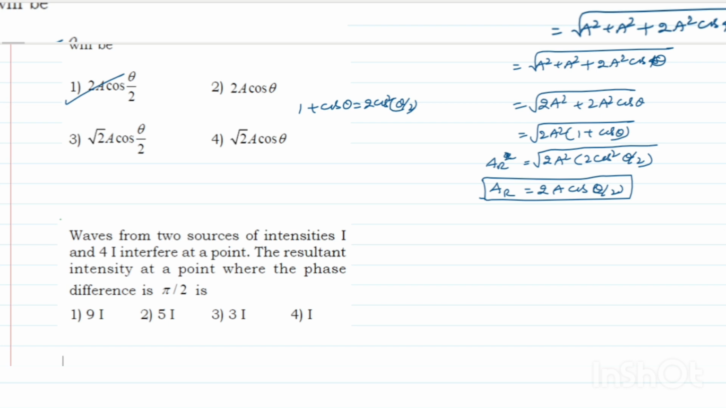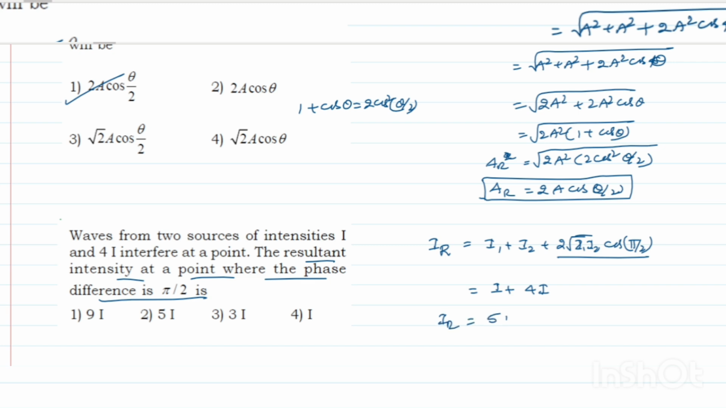Let us take the next question, students. Waves from two sources of intensities I and 4I are interfering at a point. The resultant intensity at a point where the phase difference is pi by 2: for two different intensities, the resultant intensity is I1 plus I2 plus 2 into root over I1 I2 into cos phi. Here phi is pi by 2, which is 90, so cos 90 is 0 and this whole term becomes 0. I1 is given as I and the second is 4I, so the resultant I will be 5I.